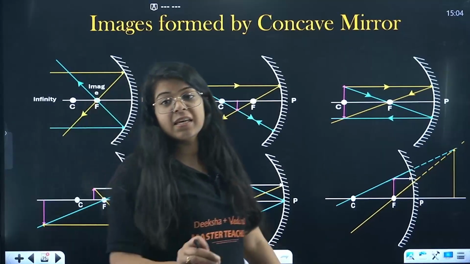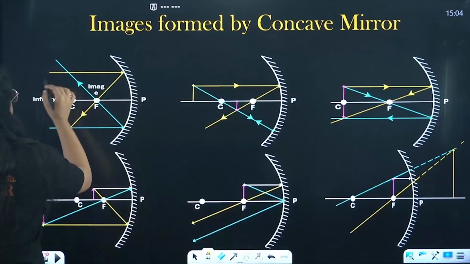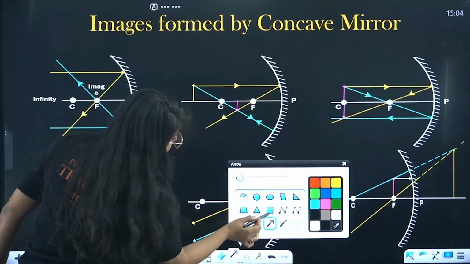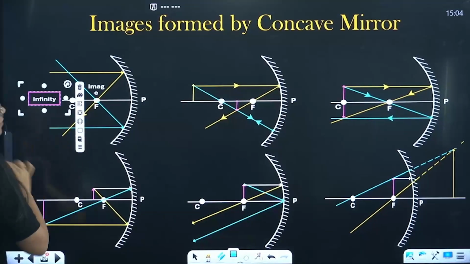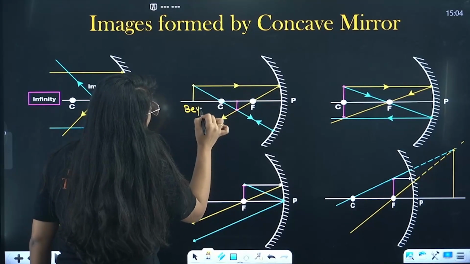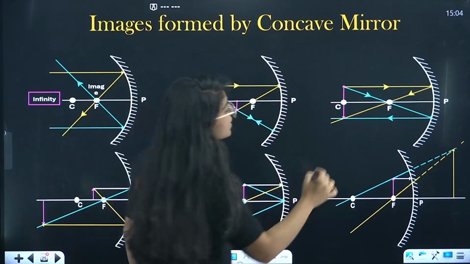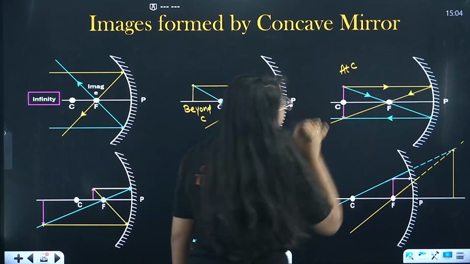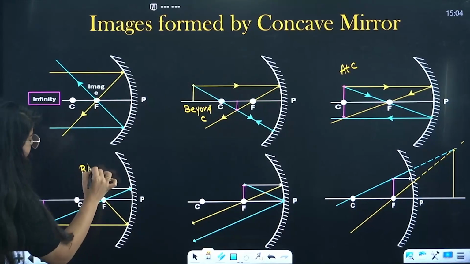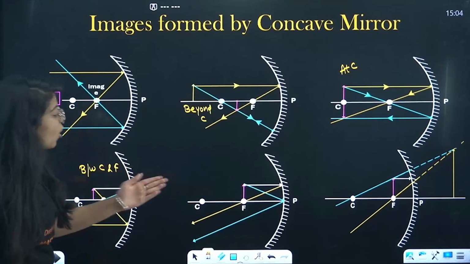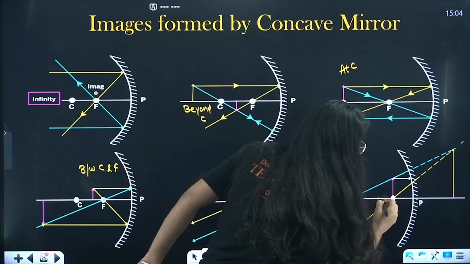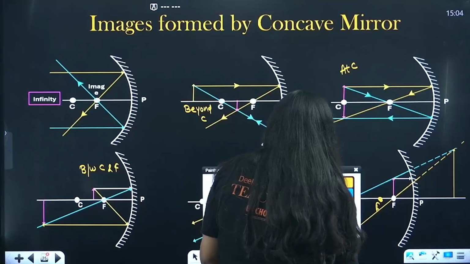These are the 6 cases of concave mirror. In the first, we have the object at infinity. Now see carefully, okay? The object is at infinity. The object is beyond C. It is at C. Right? The object is coming closer to the mirror. The object is between C and F. Okay? The object is at focus. Focus is somewhere here. This is not your focus.